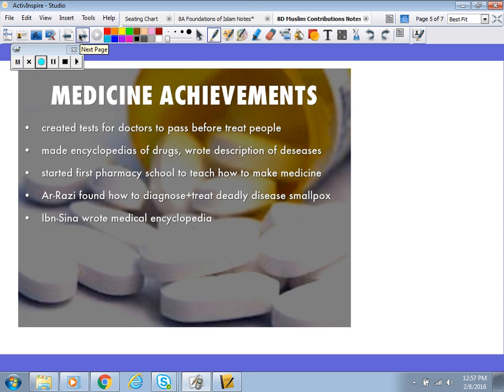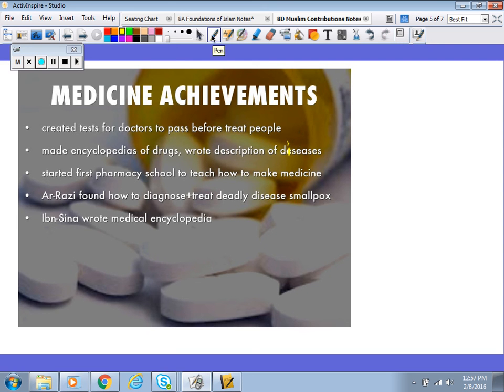Medicine. Medicine takes a lot of advances, huge advances under the Muslim Empire. They create tests for doctors who pass before treating people. So we go beyond what the Romans and the Byzantines do of training the doctors. Now we create tests that they have to pass at the end before we let them actually treat people. I know this seems like common sense to you guys, but it's a big thing at the time. They develop encyclopedias on drugs, write descriptions of diseases.